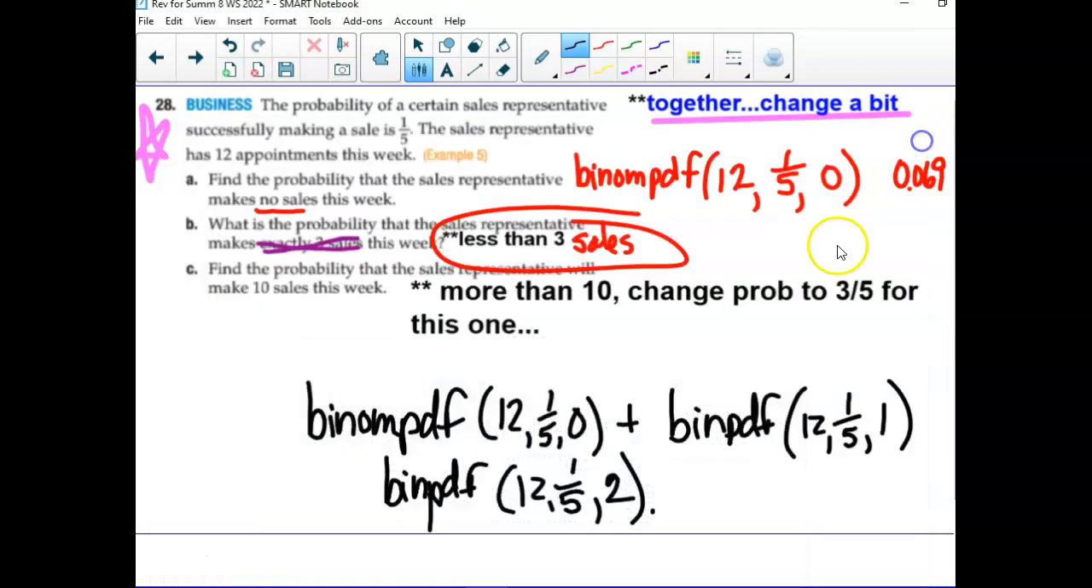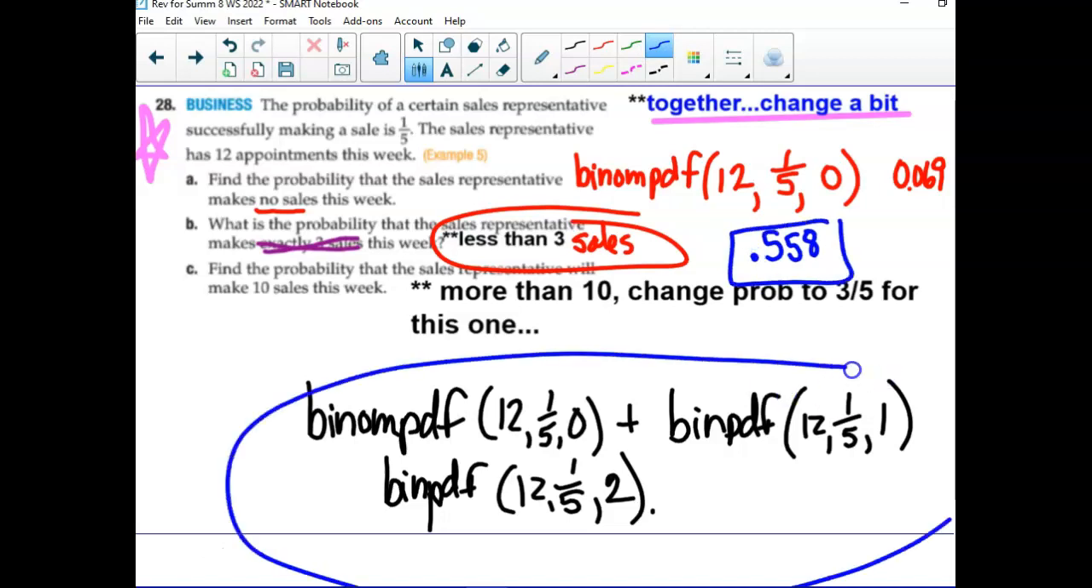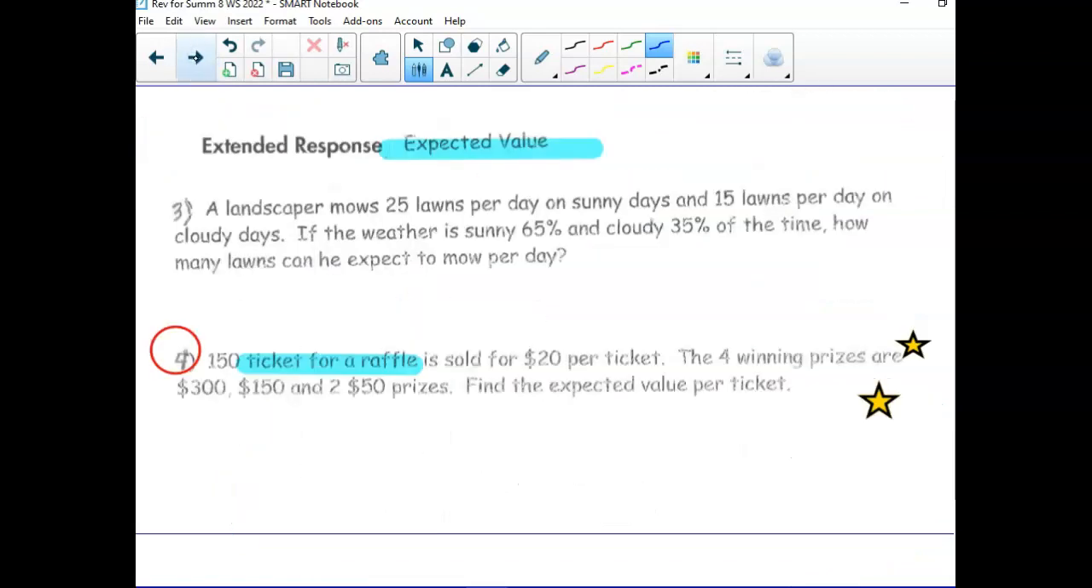0.558, anybody? Now you could have used binom CDF for that, but last time that didn't go well. Was it 0.558? Okay. So we added these up. Last time that did not go well. I'm going to skip C, don't do C at all, and then go to the back. Do I have a couple minutes, I hope, still?